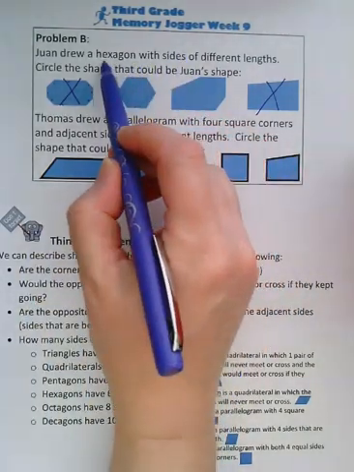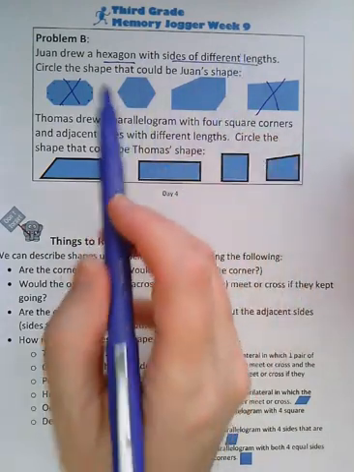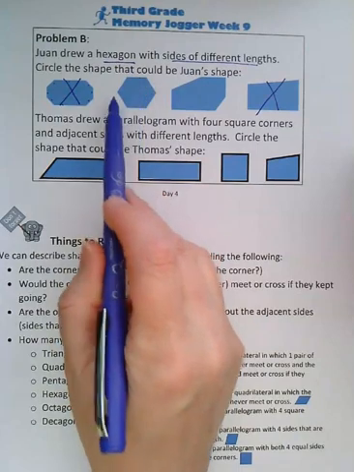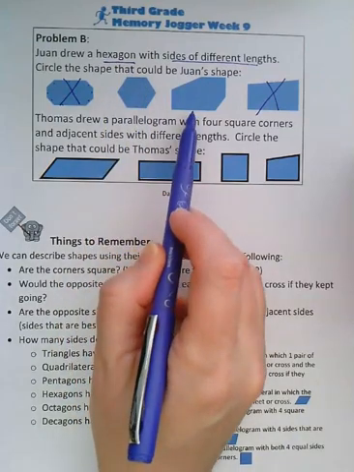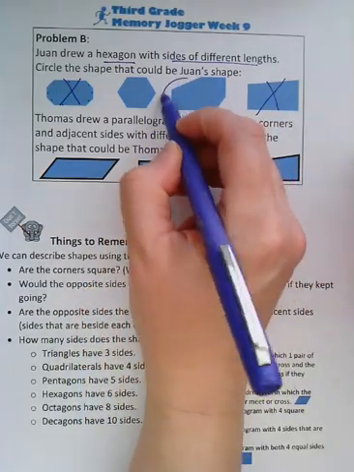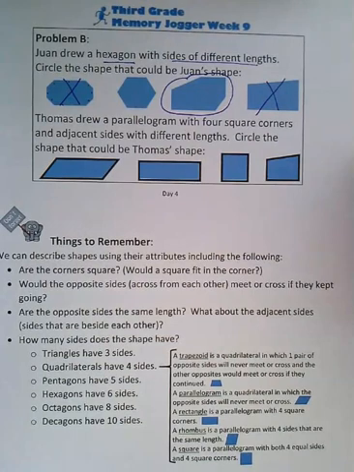So we know it was a hexagon, and we know the sides have different lengths. This hexagon looks like it has sides that are all the same length. This hexagon has sides that are all different lengths. So this must be Juan's hexagon.